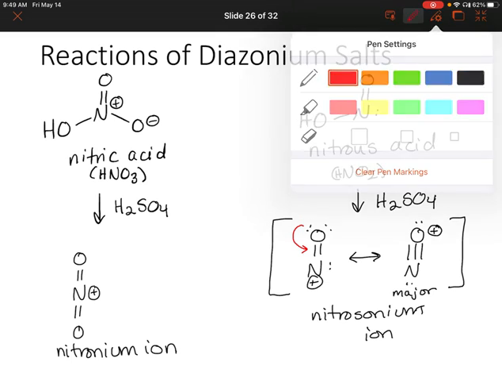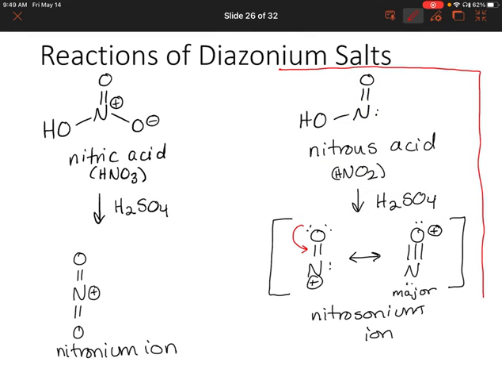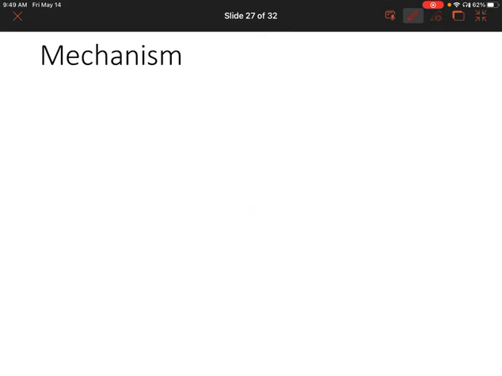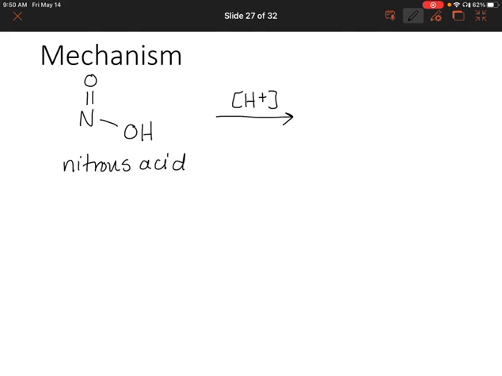Now, today we're going to focus on nitrous acid and the nitrosonium ion because that's what's going to help us form our diazonium salt. So let's look at the mechanism for the formation of this nitrosonium ion. All right, so we're going to start with our acid, this nitrous acid, and we're going to react this with another stronger acid like sulfuric acid, or you could even use hydrochloric acid, just anything that's really strong.